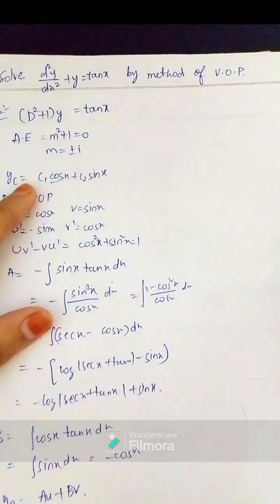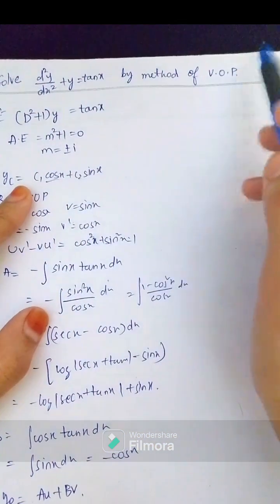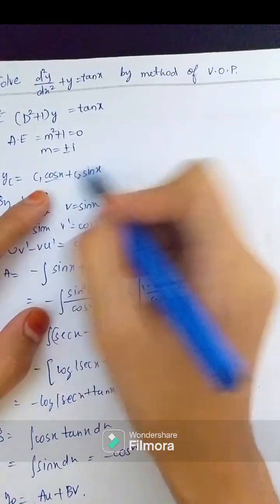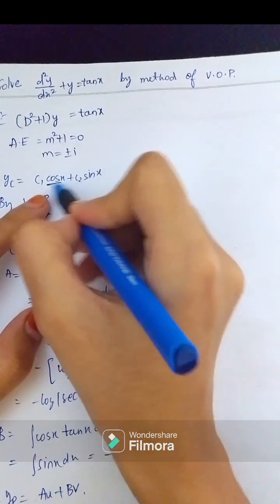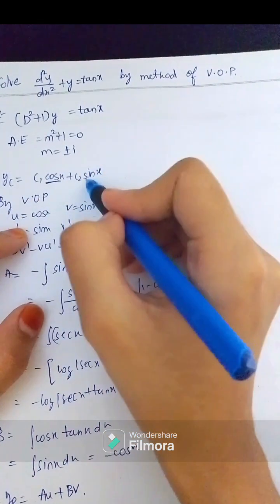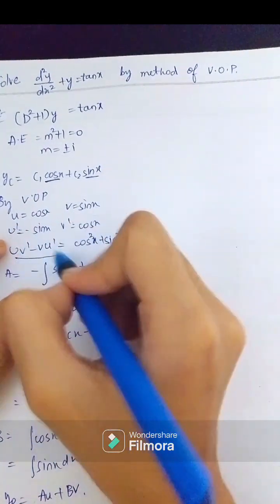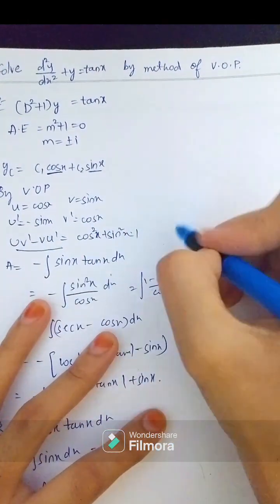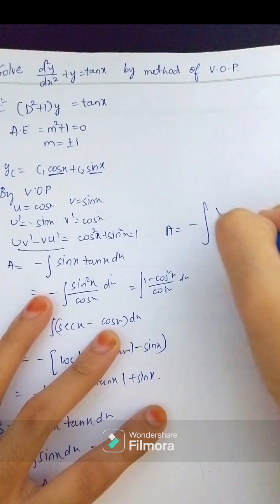Then normally you will find YC. After writing C1, C2, the one before C1 you will take as U, and the other one you will take as V. And you will find UV dash minus VU dash. Okay. Then you will write the A formula. So what is the A formula? Integral VR by this UV dash minus VU dash.